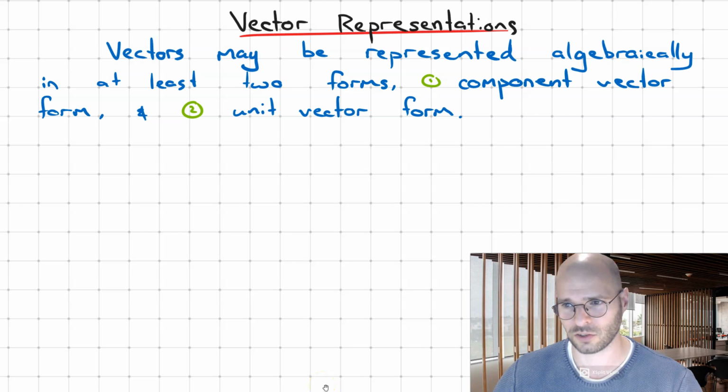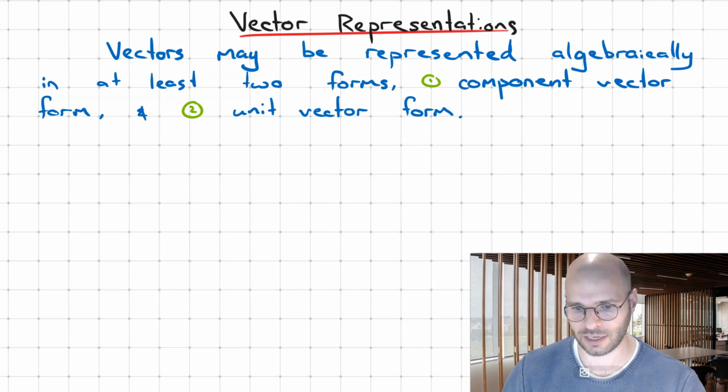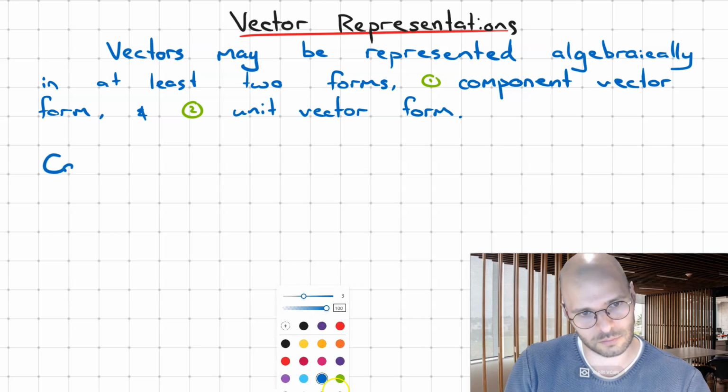Welcome to this video on the topic of vectors. In this lesson, we're going to have a look at the different ways in which we can represent a vector algebraically. Vectors may be represented algebraically in at least two forms, that being component vector form, and secondly, unit vector form. Now for the first one, we have component vector form.